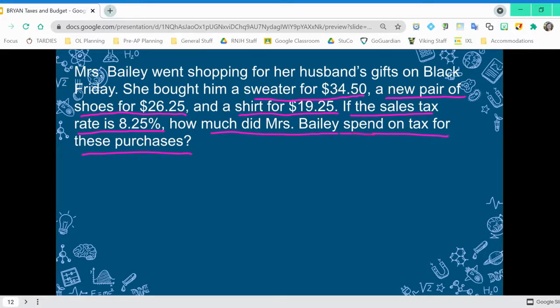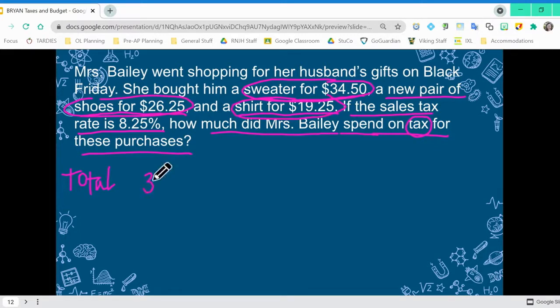So it's important to pay attention to what it wants the answer to be. In this case, it's going to be tax, just the amount of tax. Sometimes it'll say, what's their total after tax? Well, we don't want to include the cost of the clothes in our answer. We just want to find out the amount of tax that's being added on to their total. So the first thing we need to do, just like we did whenever we were dealing with budgets before, is find out how much is the total that Mrs. Bailey is spending. To find her total, we're going to take all the items and add those together, just like the cash register would.